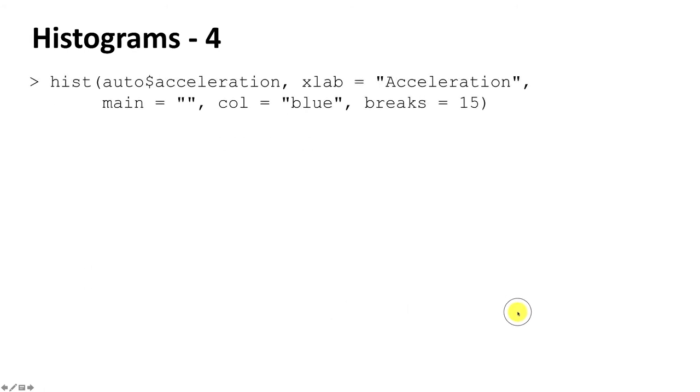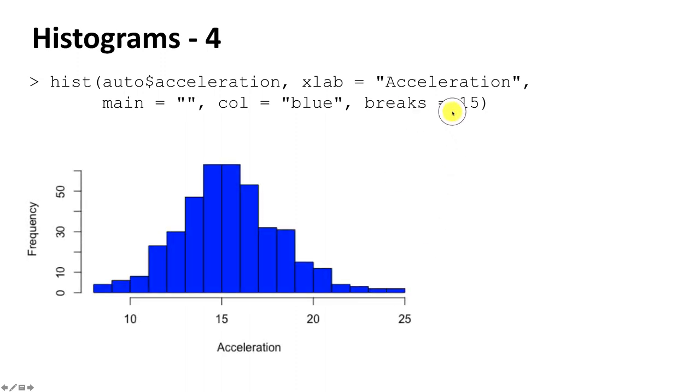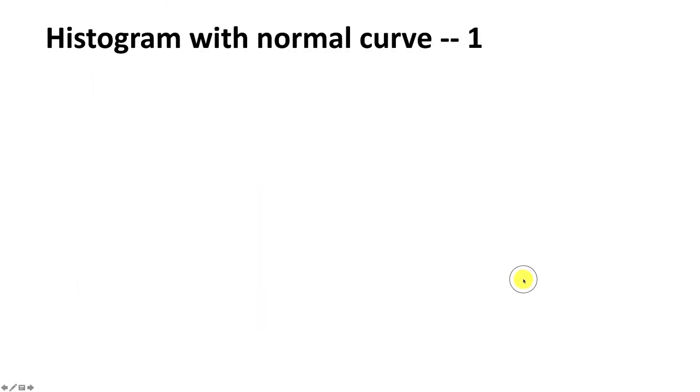Okay, so here, if you want the bars to be colored, you can say color equals blue. And here breaks equals 15 controls how many bars we have. Earlier, remember, we had only around 10. I think that's the default. So here we've got more because we said breaks equals 15, and it's blue because we said color equals blue. Okay, so that's what's going on here.